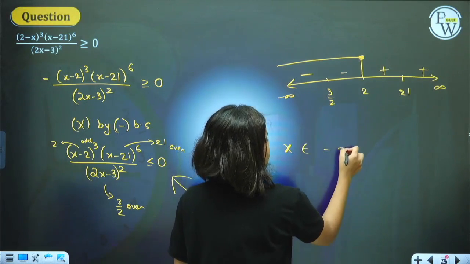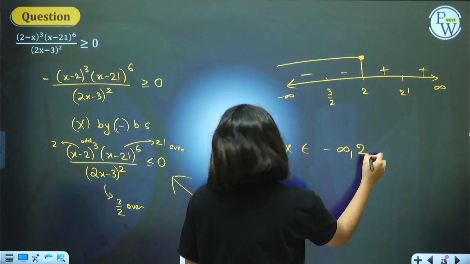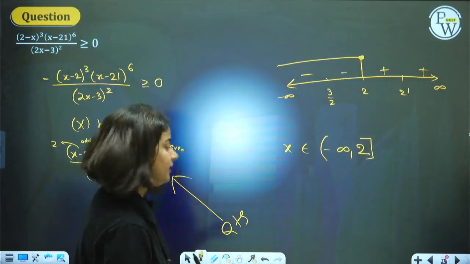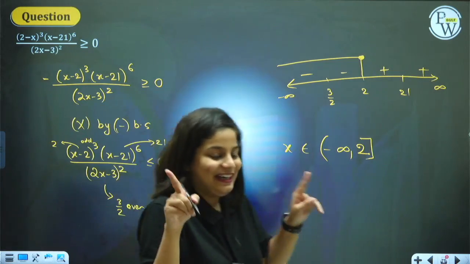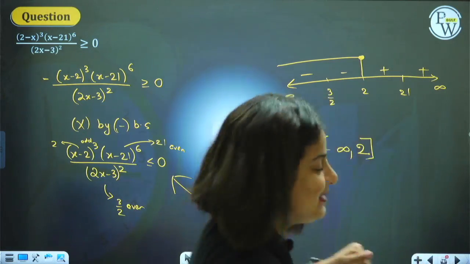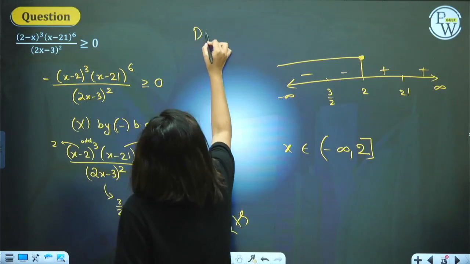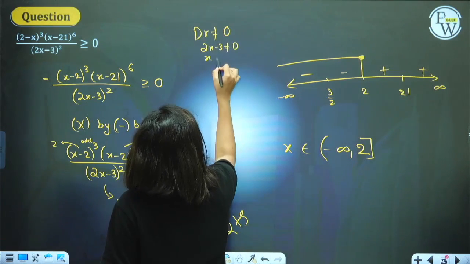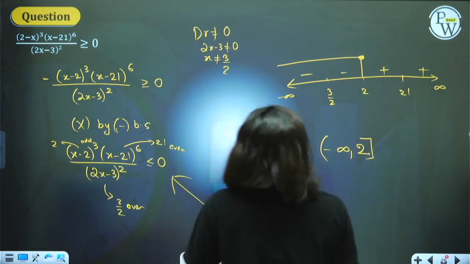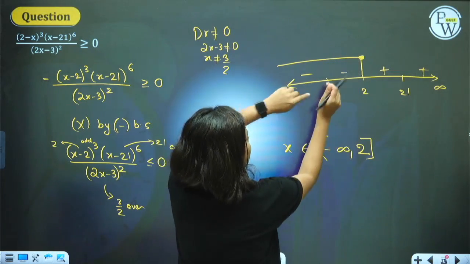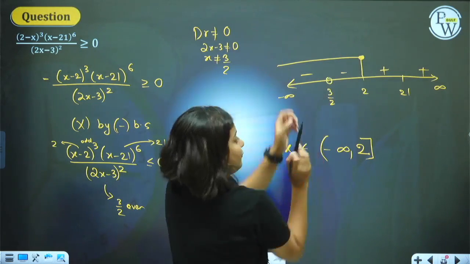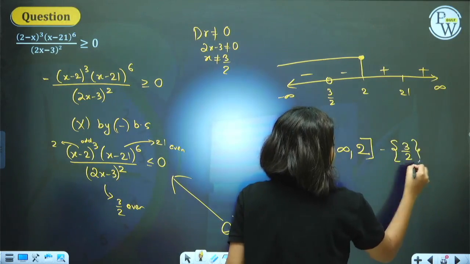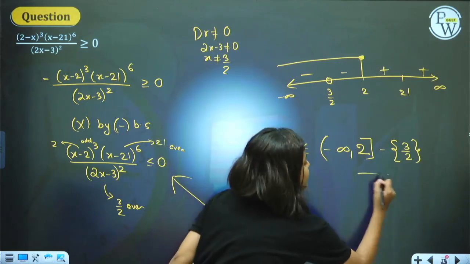X belongs to minus infinity to 2. And now, how many of you all understand that in division, the denominator cannot be 0. What is denominator? 2x minus 3 cannot be 0. That means x cannot be 3 by 2. In this solution, minus infinity to 2, 3 by 2 is included. You have to remove 3 by 2. So minus infinity to 2 and removing 3 by 2. The single number 3 by 2 is removed from it. That's the final solution, guys.